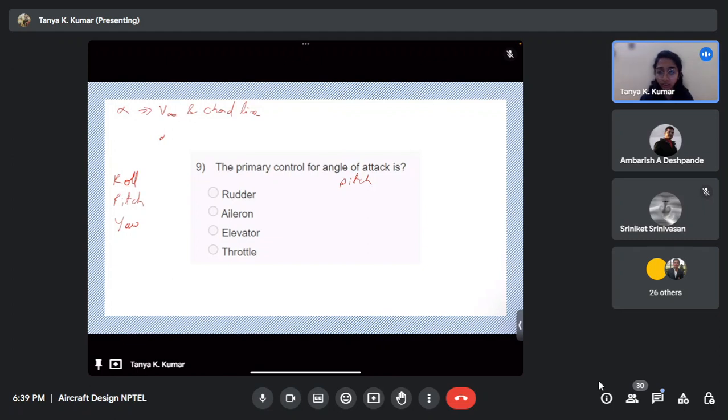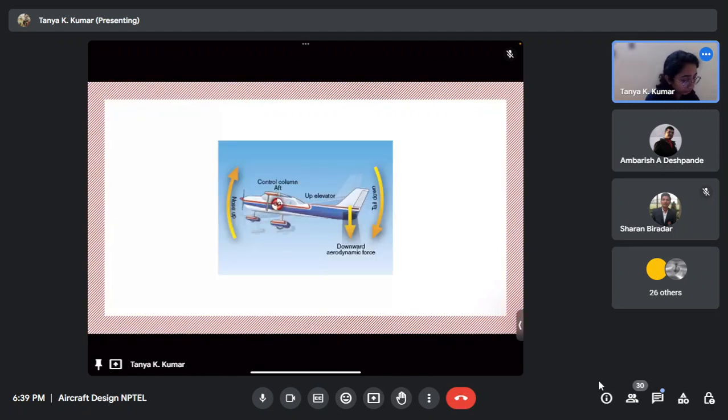What does the rudder control? Yaw. And the aileron controls the roll. Okay, so the control surfaces control these three angles, which eventually changes the angle of attack. But we control these three angles. These are the attitude of the aircraft. Okay, moving on.